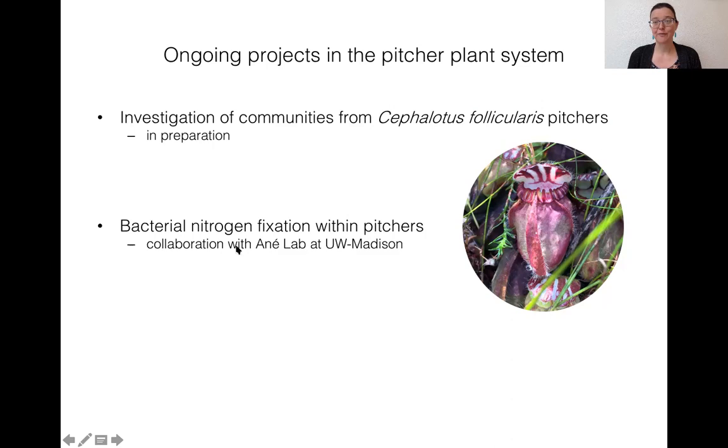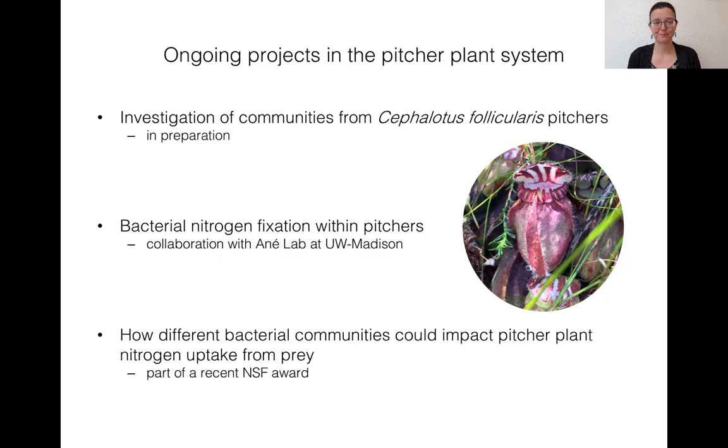I'm also looking at if bacterial nitrogen fixation in pitchers could be another source of important nitrogen for the plants, in collaboration with the Anne lab at University of Wisconsin-Madison. And I'm looking at how different bacterial communities could impact pitcher plant nitrogen uptake from their prey. So if some communities have more digestive enzymes, does that help the plant in accessing nitrogen from its insect food source? This is part of a recent NSF award.